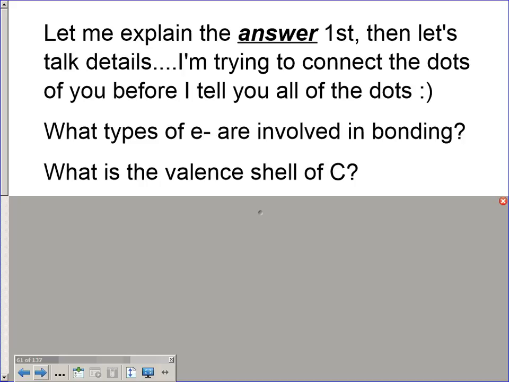First off, basic information. Write this down for yourself if you need to, because I do think that you guys need to write down some stuff today. What kind of electrons are involved in bonding? Shout it out. Valence. Valence electrons, right? Why not the inside?